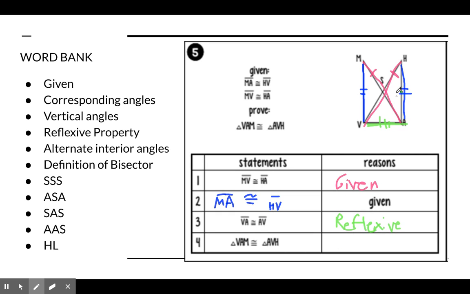Right, and now if you take a look, we have side, side, side. 1 matches 1, 2 matches 2, and 3 is literally the same exact line. So we can prove that these are congruent based off of the side, side, side, or SSS theorem.